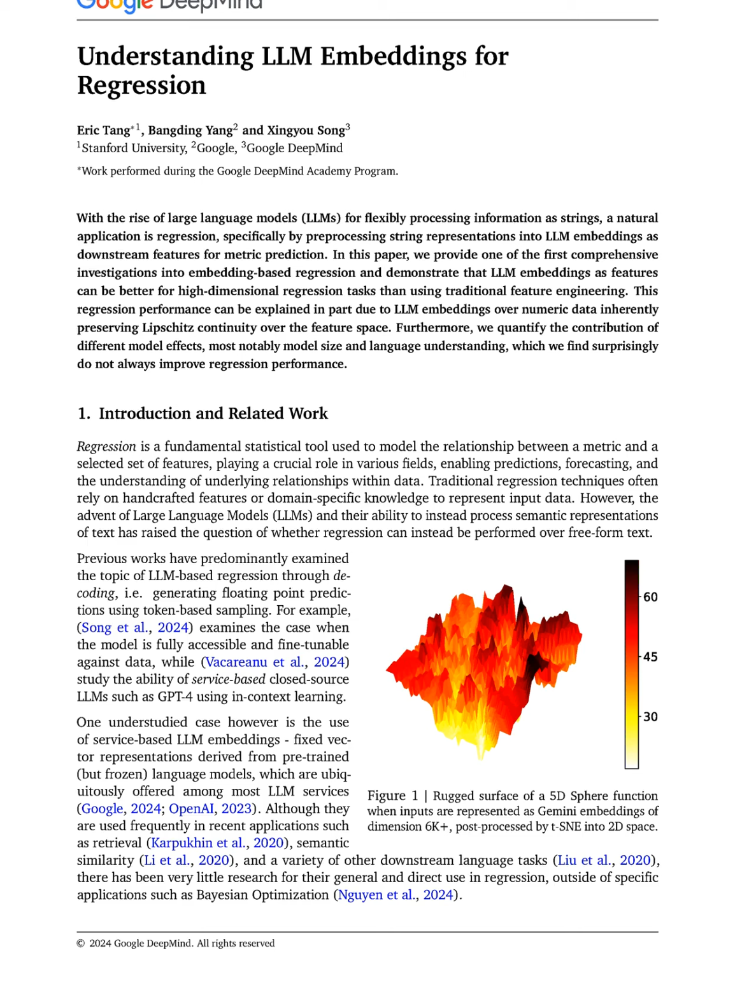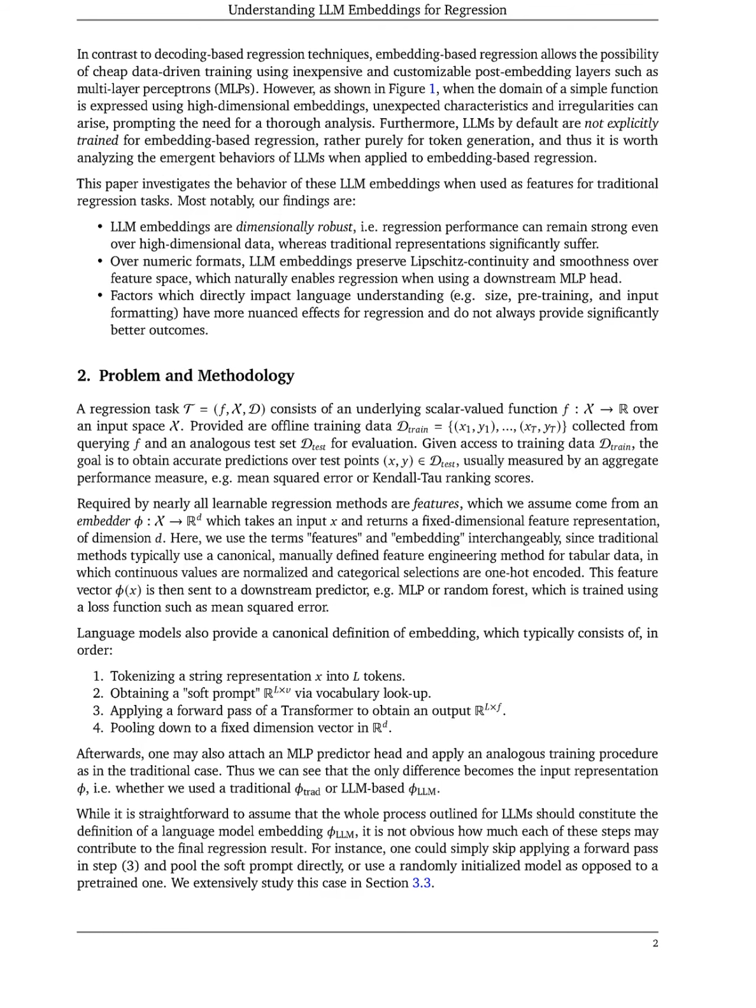The proposed embedding-based regression method operates through a series of systematic steps. First, it begins with the input data, which is represented as a string and tokenized into tokens, forming a soft prompt that is then processed through a transformer model to generate a high-dimensional output. This output is pooled down to a fixed-dimensional vector, referred to as the LLM embedding, which serves as the feature representation for the regression task.